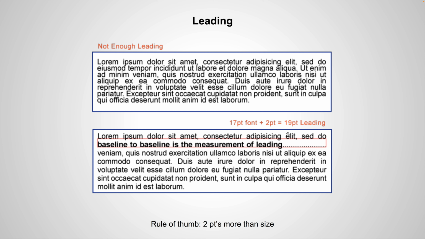As a general rule, you want your leading to be about 2 more point sizes than your text, right? So if this is 17-point font, you want your leading to be 19 points. So this way now you have baseline to baseline. You have some nice space to not worry about your ascenders and descenders coming together, like in this case here. It looks way better, and it's just way easier to read, right?